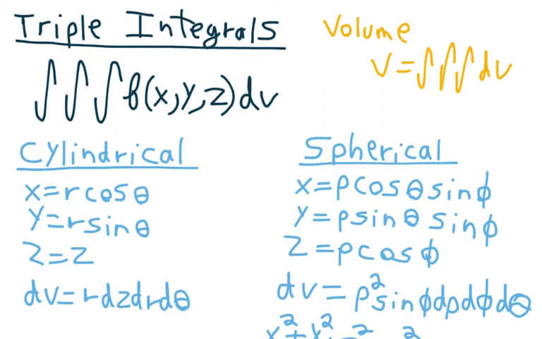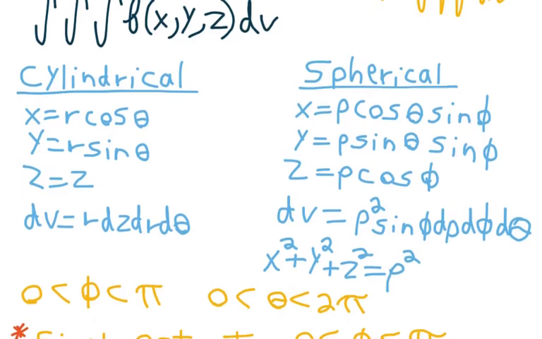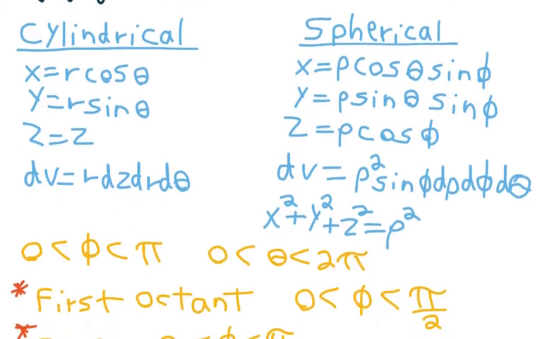We also have a spherical coordinate system where x is equal to p cos theta sine phi. Phi is the angle it makes with the z, and p is the radius of curvature in some cases. And then y is p sine theta sine phi, z is p cos phi, and dV is p squared sine phi dp d phi d theta. It's also important to know that x squared plus y squared plus z squared is equal to p squared.